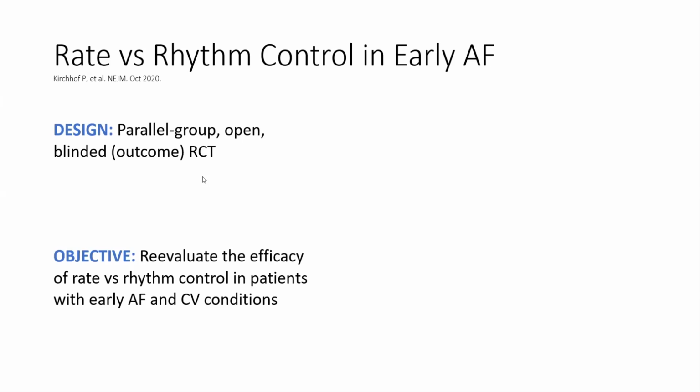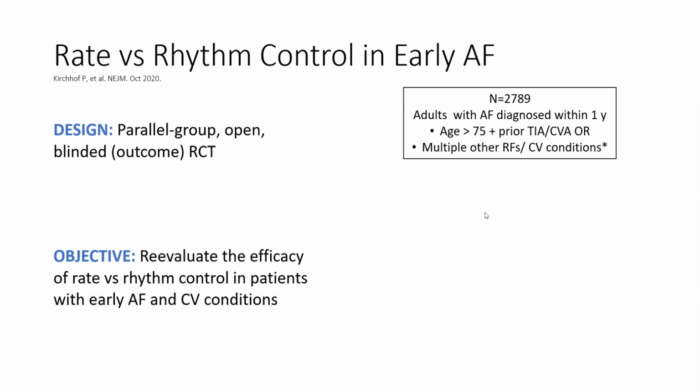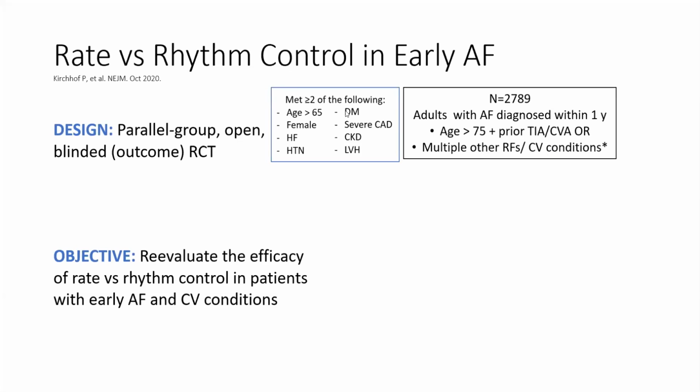And so the EAST-AFNET trial just recently came out in the New England Journal of Medicine. This is a parallel group, open, blinded, randomized control trial, which sought to evaluate the effectiveness of rate versus rhythm control in patients with early AFib and cardiovascular conditions. They looked at 2,800 adults with AFib that had been diagnosed within the prior year, who were either older than 65 with a prior TIA or CVA, or had multiple other risk factors or cardiovascular conditions. So they needed at least 2 of the following.